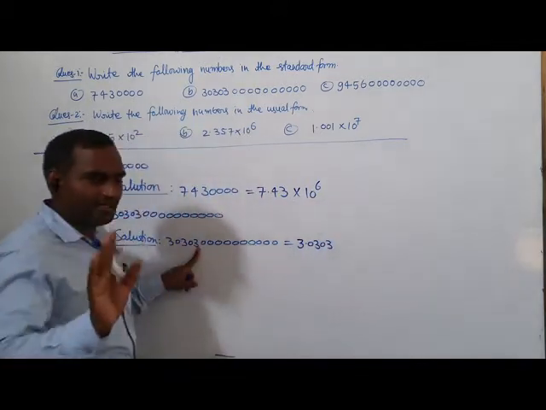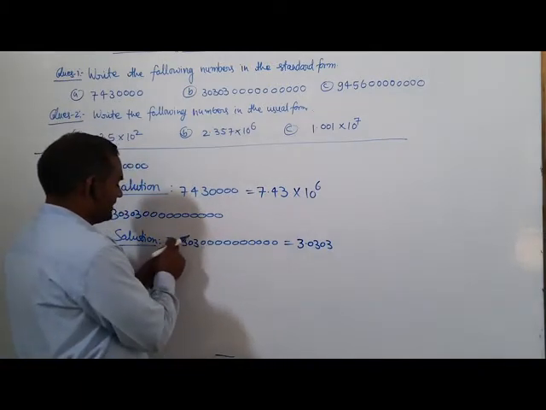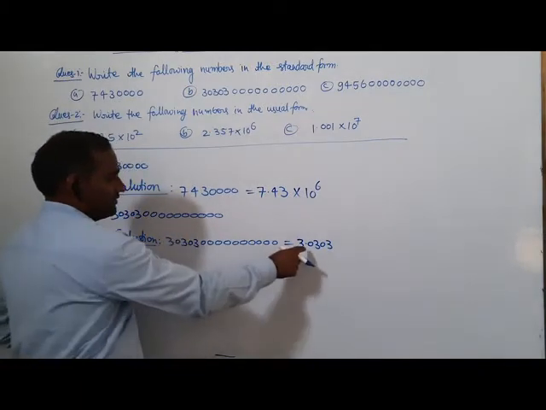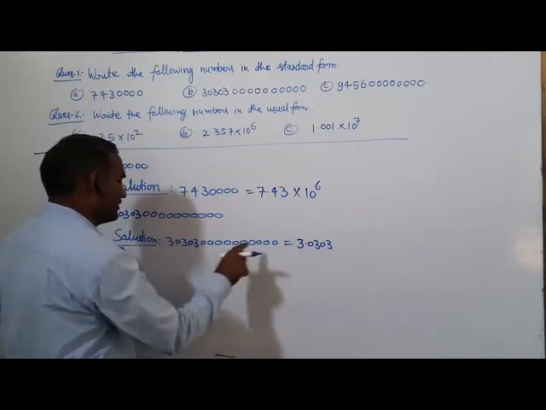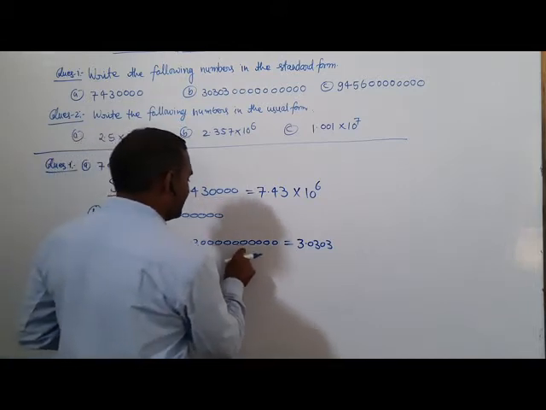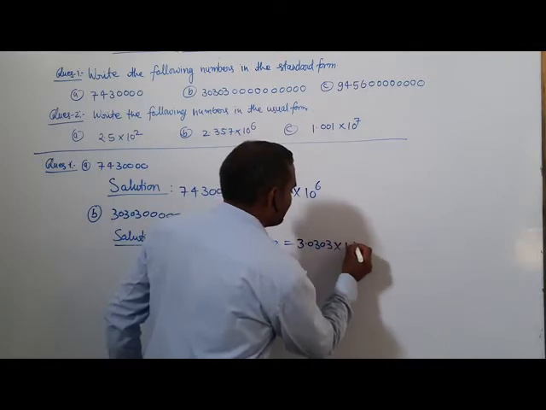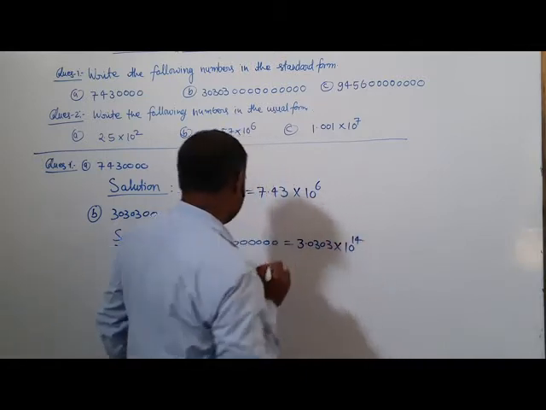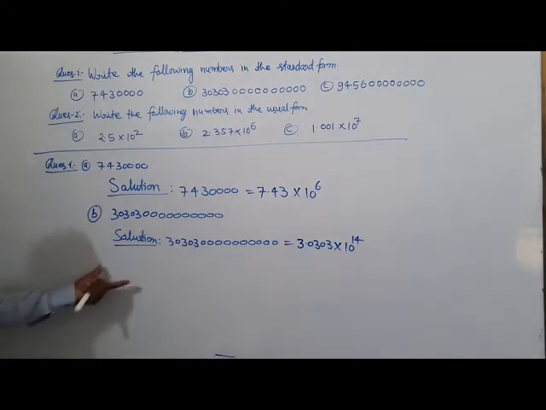So do not write all of this. Count from the decimal, the digits after this 3: 1, 2, 3, 4, 5, 6, 7, 8, 9, 10, 11, 12, 13, 14. Into 10 raised to the power 14. This is the standard form of B.